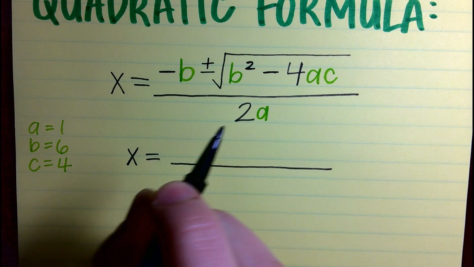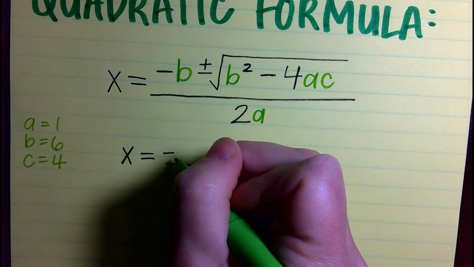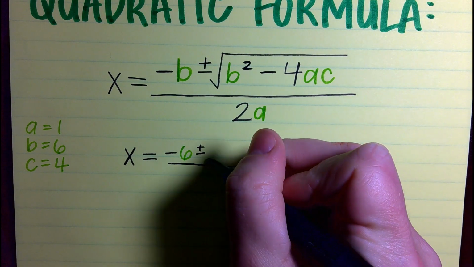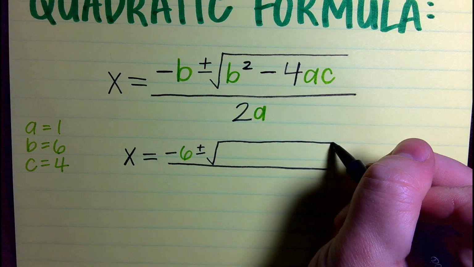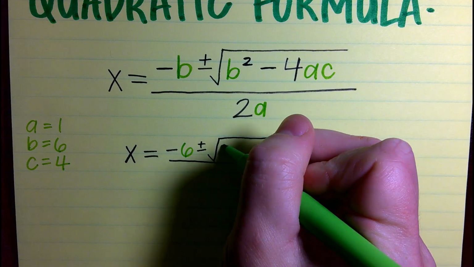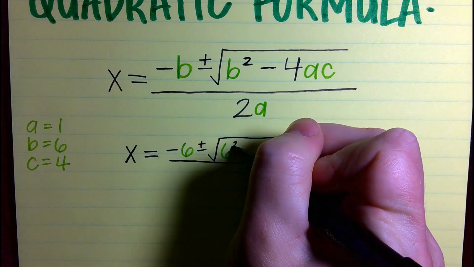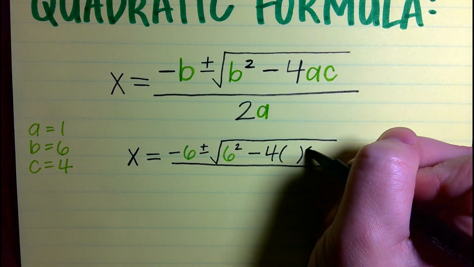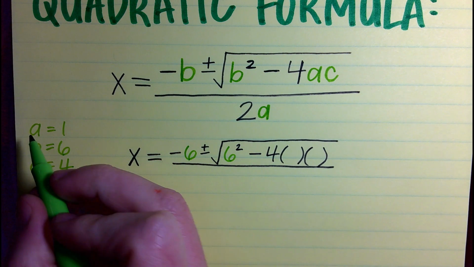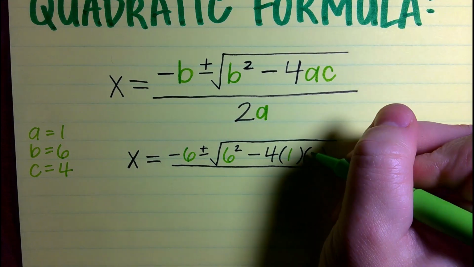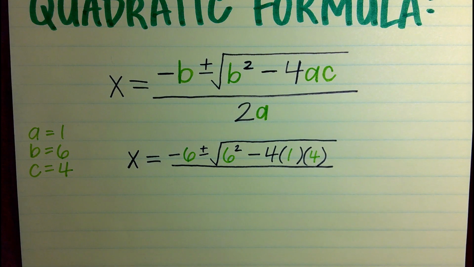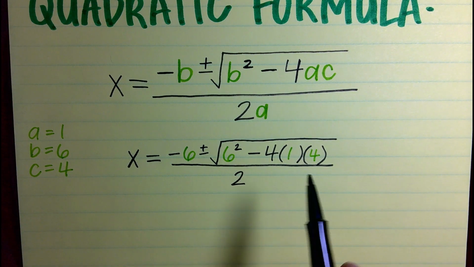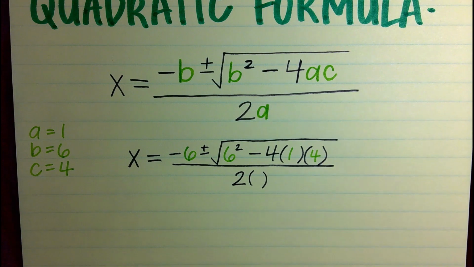Yeah, so I need to write negative 6 plus or minus the square root of 6 squared minus 4 times A is 1, C is 4. Okay, and then all of it gets divided by 2 times A, and in this case our A is just 1.